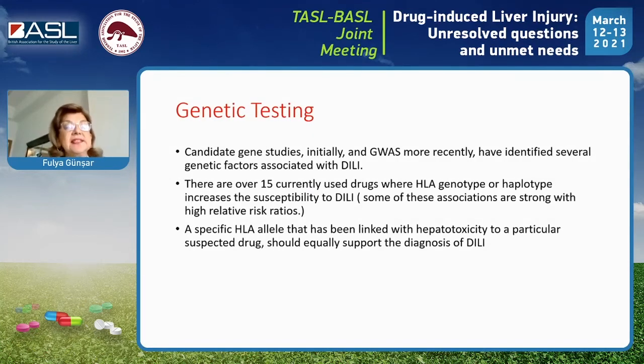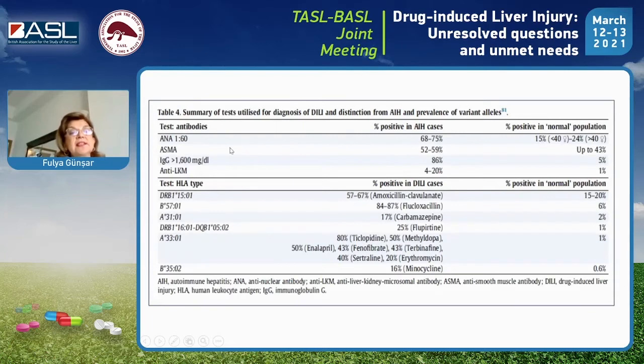How about genetic testing? Guru told us very perfectly before this section. Candidate gene studies initially and genome-wide association studies more recently have identified several genetic factors associated with DILI, and there are over 15 currently used drugs where HLA genotype or haplotype increases the susceptibility to DILI. A specific HLA allele that has been linked with hepatotoxicity to a particular suspected drug should equally support the diagnosis of DILI. In this table, you can see the autoantibodies in the first part.